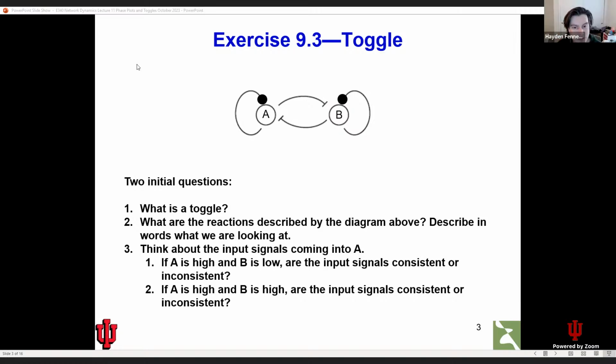Right, so we have, thinking about input signals coming into A, is high and B is low. Are the input signals consistent or inconsistent? And then if A is high and B is high, are the input signals consistent or inconsistent? Any initial thoughts on that? What is consistent? It's a good question, actually. Let's define consistent as a group here.